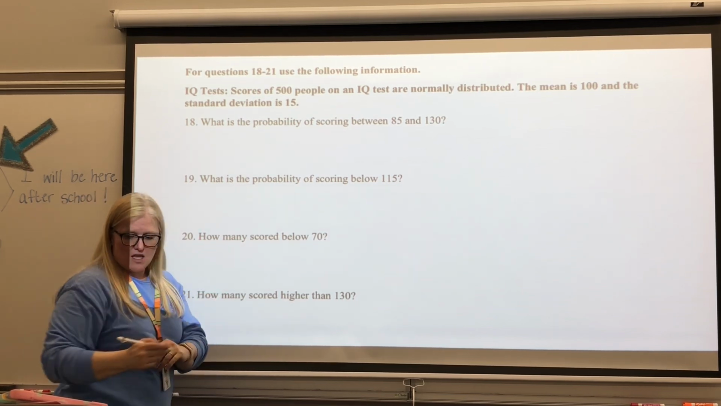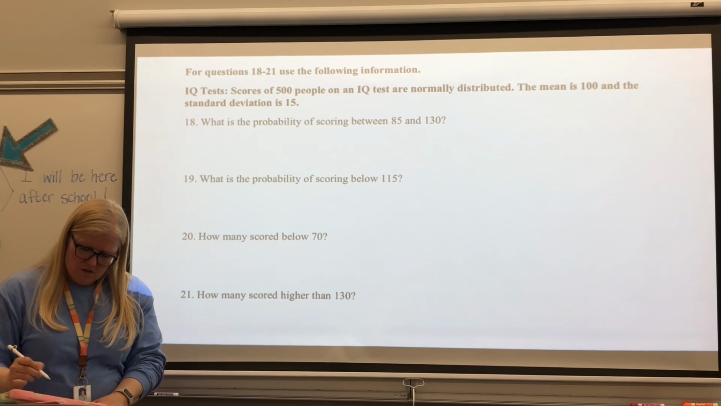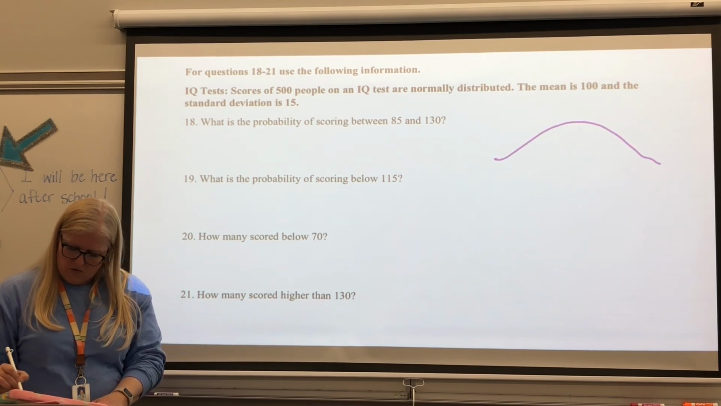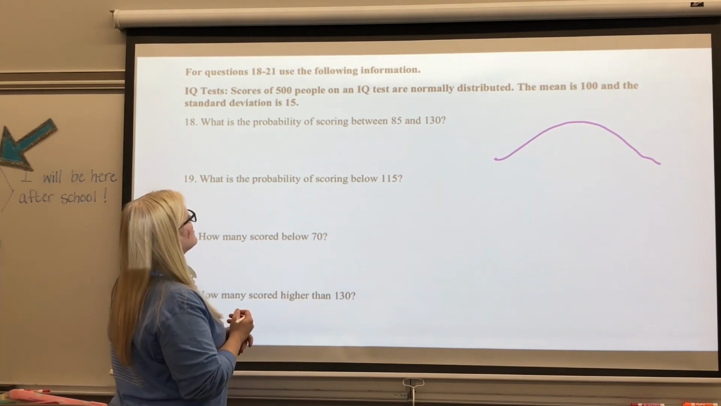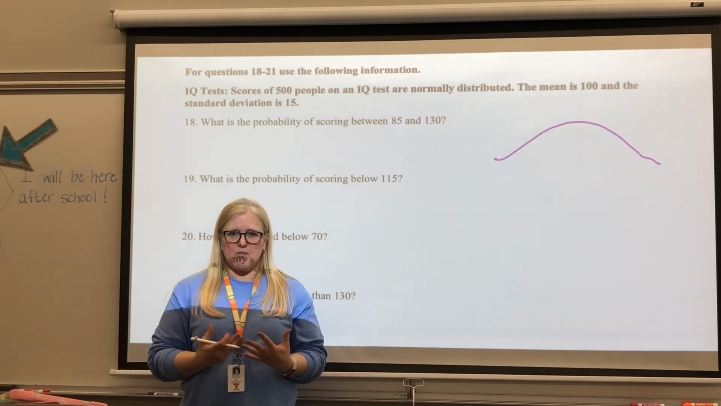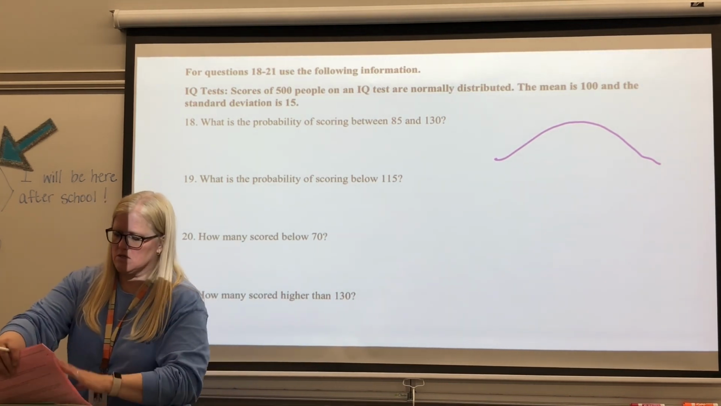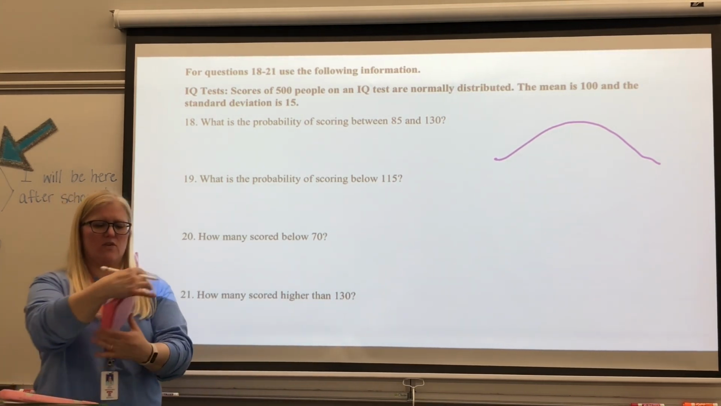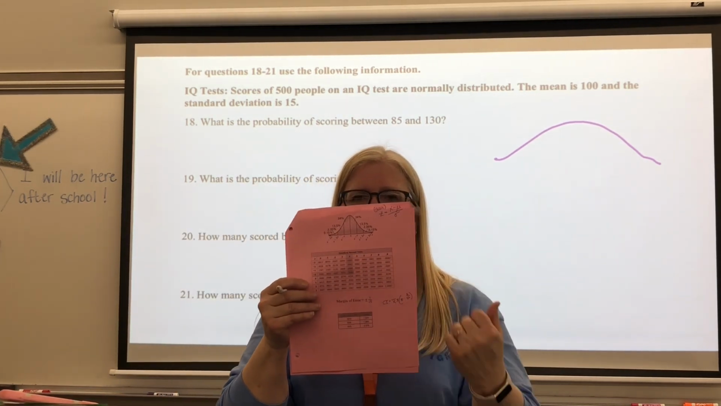Okay, that means that we have a normal distribution like this. The mean is 100 and the standard deviation is 15. Now we can use our table, which is in the back of your review, okay, right here, all right?